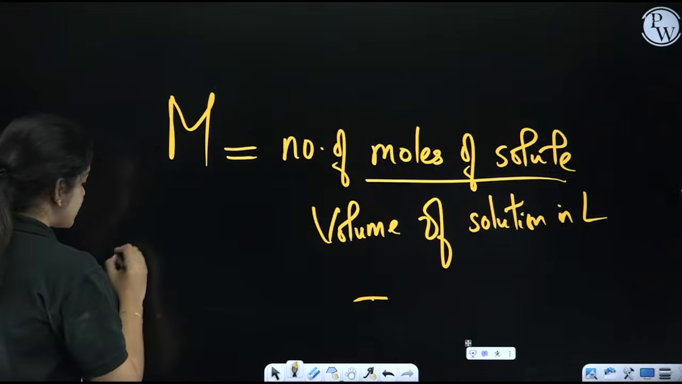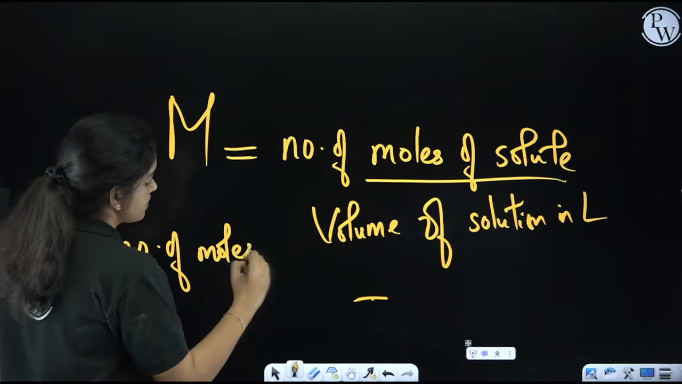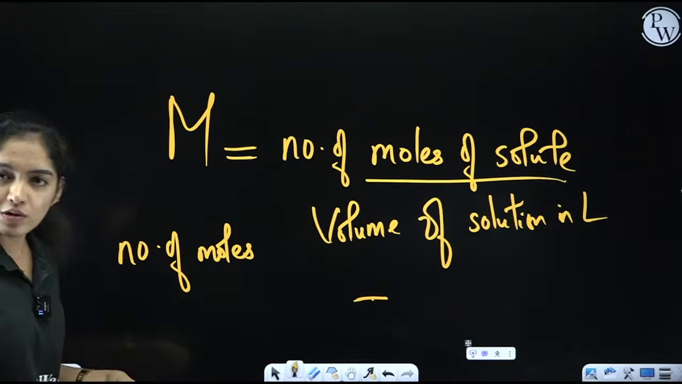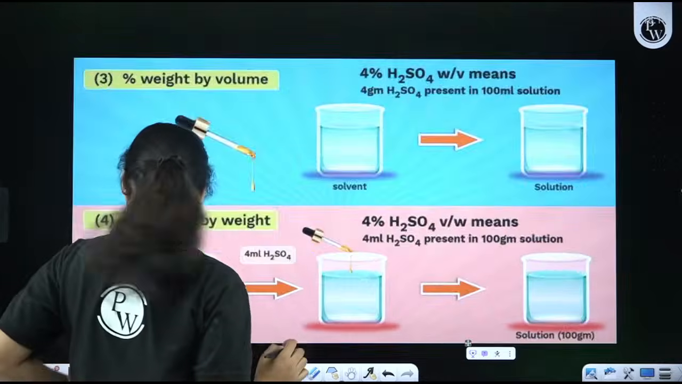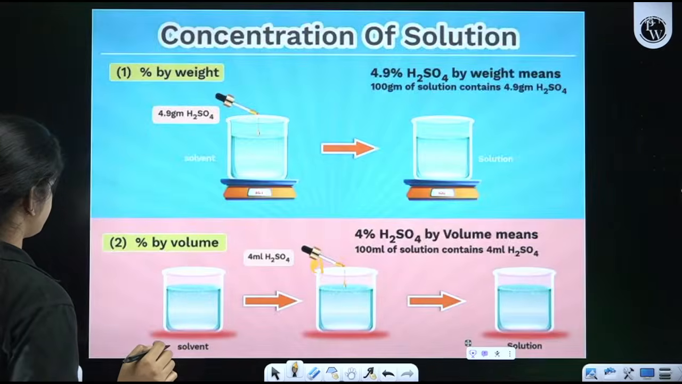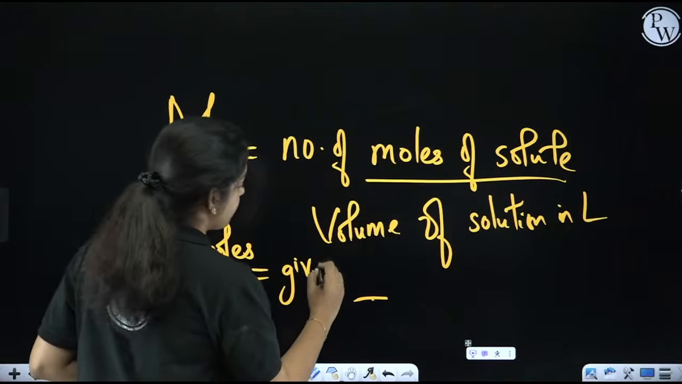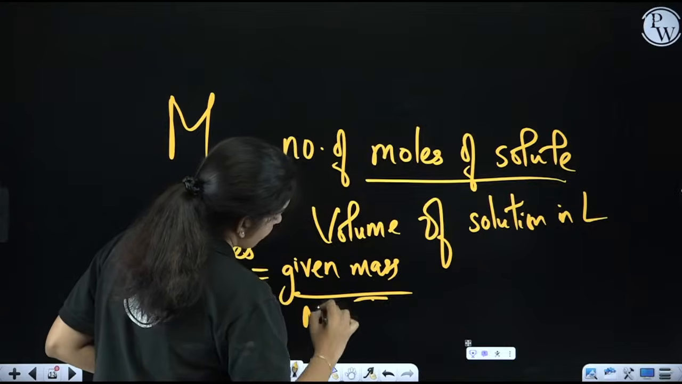And before that, what is the equation for number of moles? Number of moles is given by the given mass in the question divided by its molar mass.